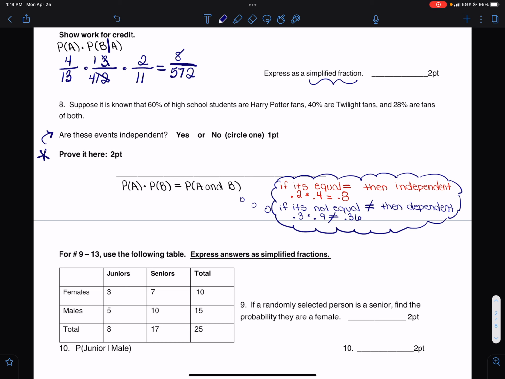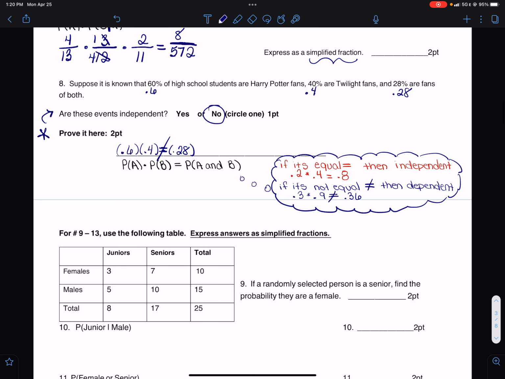So if it's equal, then it's independent. If it's not equal, then it's dependent. So for Harry Potter, that is 6/10. For Twilight, that is 4/10. And for both, that is 28/100. Okay? All right, so the probability of A is 6/10 times 4/10. And does that equal 28/100? This is not a true statement, so this is not independent.